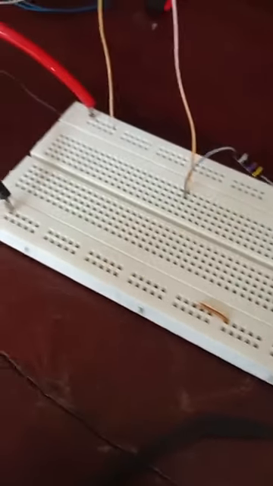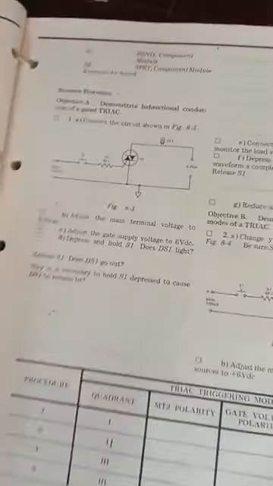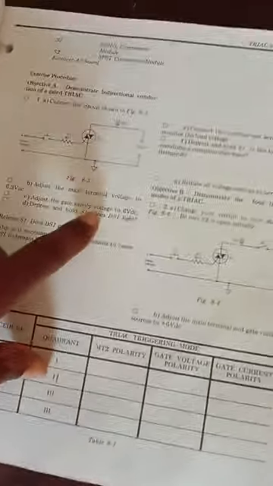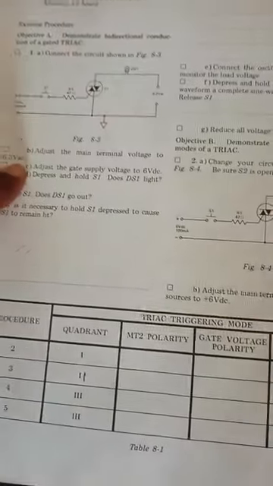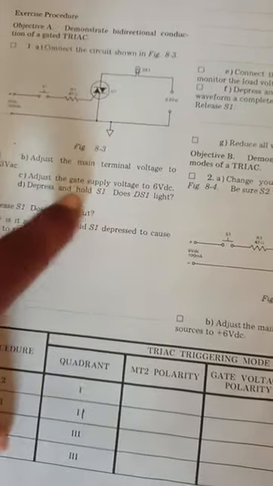Now that's the circuit. That's what we had to connect. We've done everything, it has been connected. This is the circuit now. It's what we just connected. Adjust the main terminal voltage. That means for our AC source, we need 6.3 volts. Then for our DC source, we need 6 volts. So that's what we have to do in here, B and C. So let's go and do that.